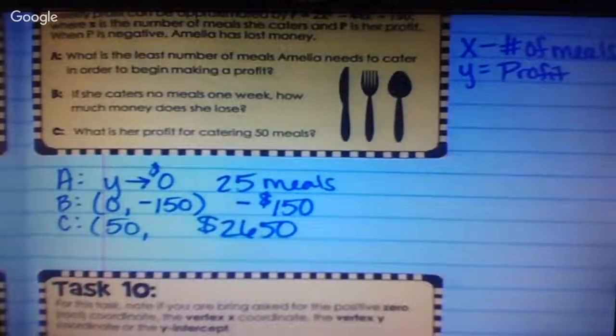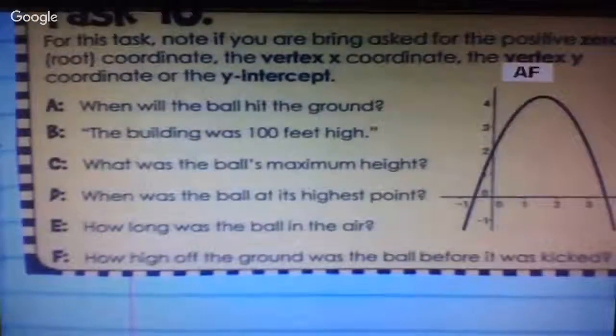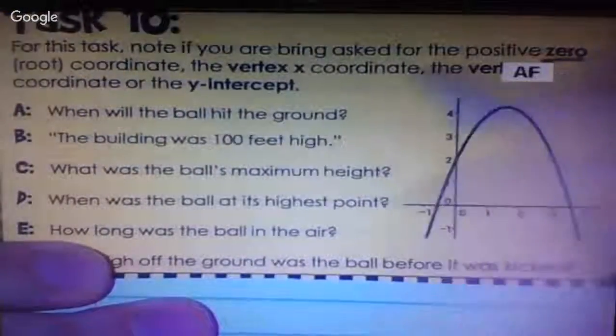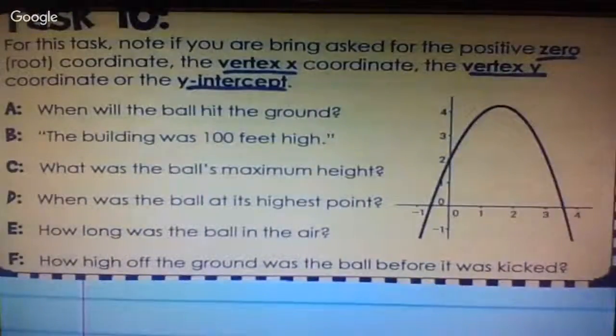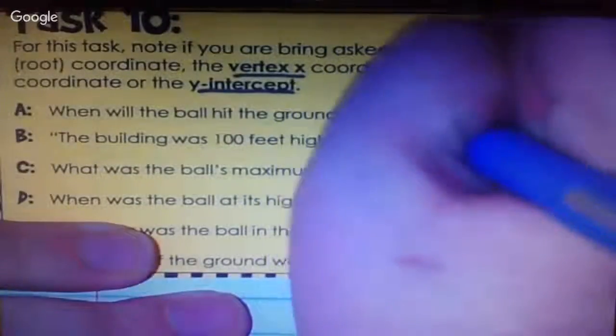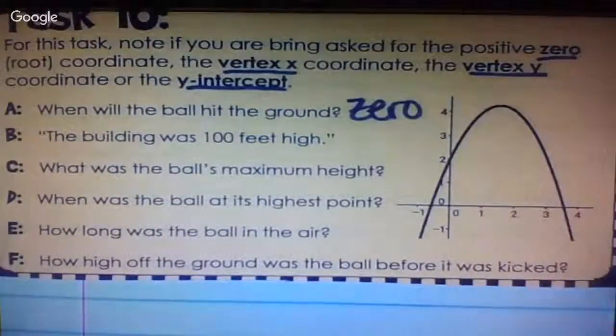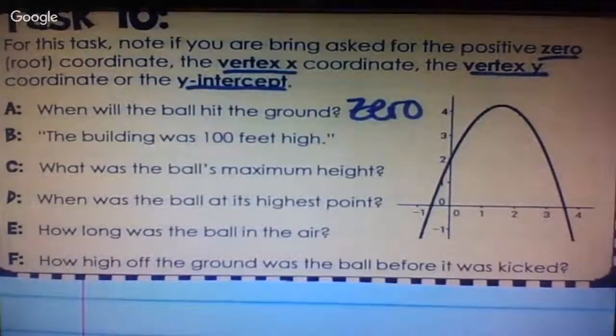Okay, task 10, we don't even need calculators for. They just want you to look at the question and tell me, what am I looking for to answer this? When the ball hits the ground, what am I looking for? My choices are 0, vertex X, vertex Y, or Y-intercept. That's my 0. The building was 100 feet high. Y-intercept. That tells you where you started at.